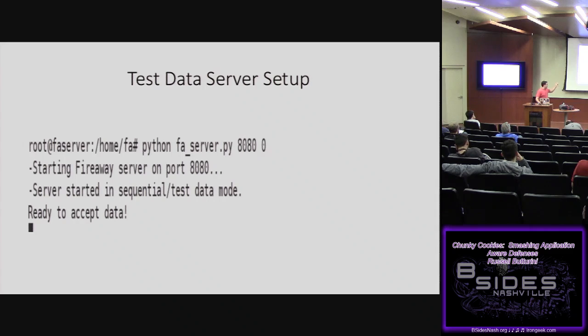Now, there's a README on the GitHub that explains what the modes are. If you just run the script, it'll tell you what all the modes are and explain everything. And these slides will be up there as well at the end for reference. But you see, the server starts up somewhere past the decision point of your firewall, like the internet. Server started as sequential test data mode. It's ready to accept some data.